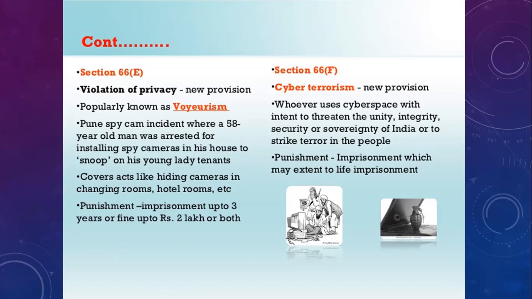So if you try to capture an image and publish or transmit any image of any private area of any person without his or her consent, under circumstances violating the privacy of that person, you might be punished with imprisonment which may extend up to 3 years or with a fine not exceeding rupees 2 lakh. So you will have imprisonment for 3 years and a fine up to rupees 2 lakh maximum. Mostly the fine will be less than 2 lakh rupees; it will not exceed that, or in the worst case, you can have both.